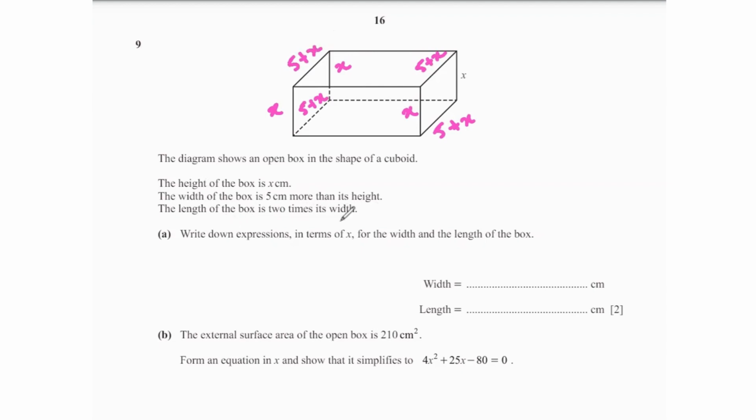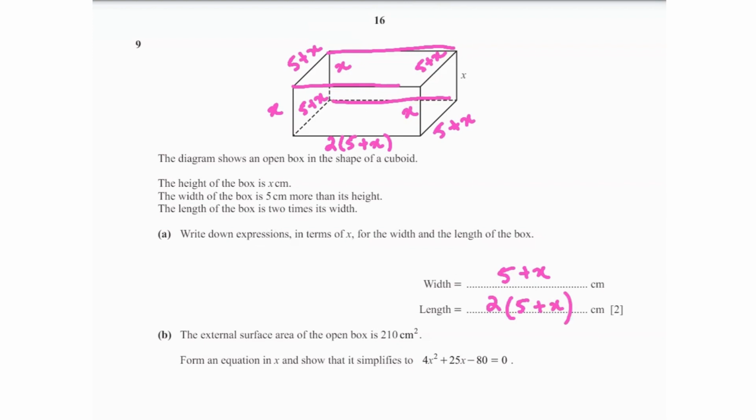And it says the length of the box is 2 times the width. So 2 times 5 plus x over here. And same for this, this, and this. All of these are 2 times 5 plus x. So let's write down the expressions. Width was 5 plus x, and this is twice of 5 plus x.